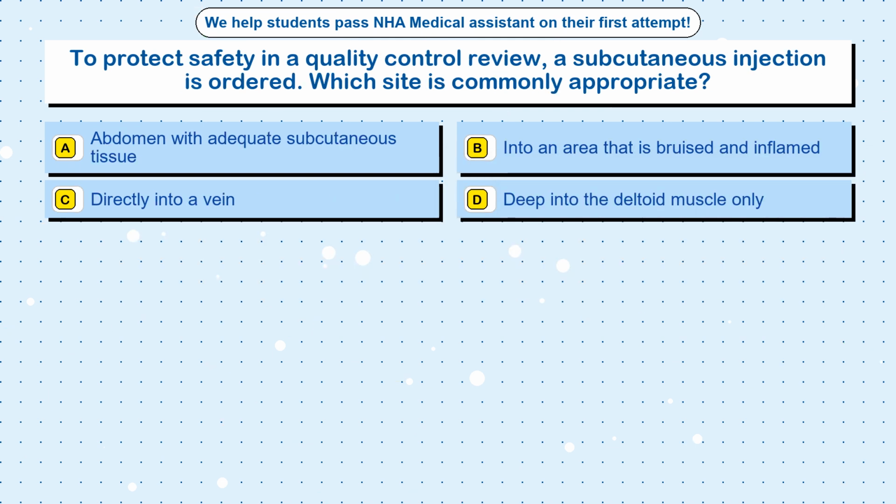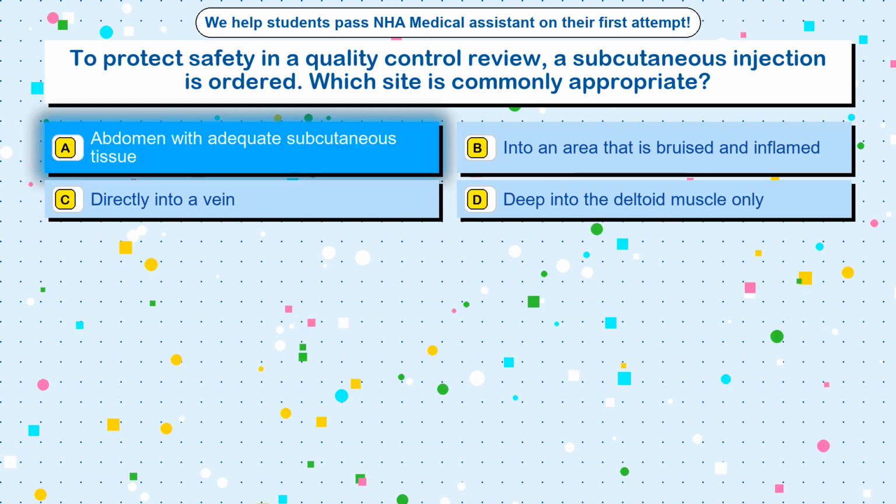Question 4. Which instrument is used to examine the interior structures of the eye during a focused exam prep case? Option A. Ophthalmoscope. Option B. Tuning fork. Option C. Snellen chart. Option D. Otoscope. The correct answer is option A.